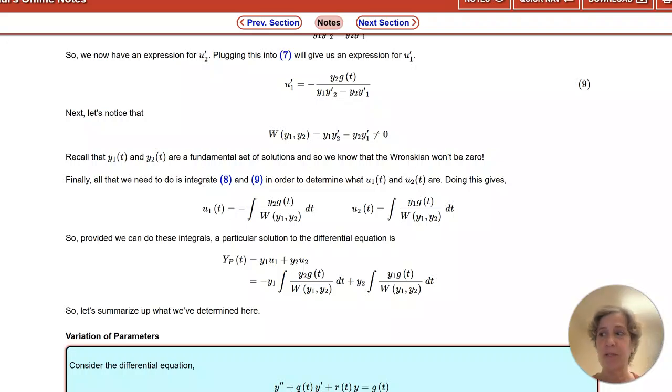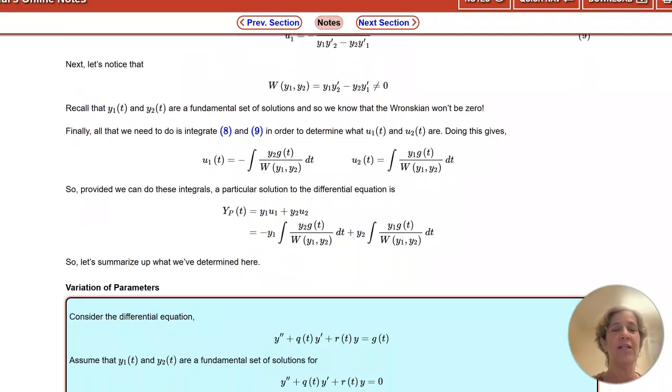And since we are assuming that the y1 and y2 we are using is a fundamental set, we know that the Wronskian would be non-zero. And then, of course, I want u1 and u2, not their derivatives. So the inverse of the derivative is the integral. So integrating both of those, here we are at the formula that was presented in the other video.